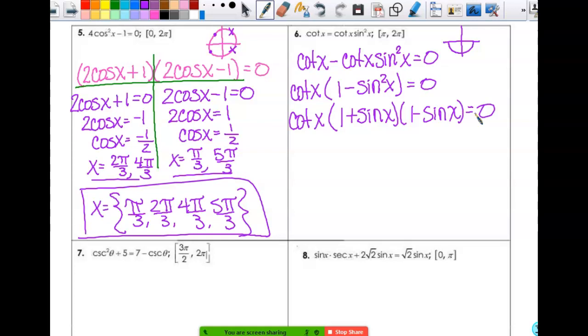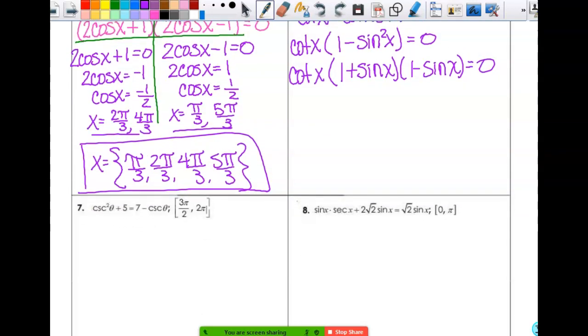And again, we wouldn't necessarily have had to factor that. I'll explain that in another one, but I'm going to make you do that on a couple of these. So then I'm going to split these up. Cotangent x equals 0. I'm more comfortable thinking through tangent than cotangent, so I'm going to make that into tangent. And when I make that into tangent x, I have to take the reciprocal of 0, which is undefined.